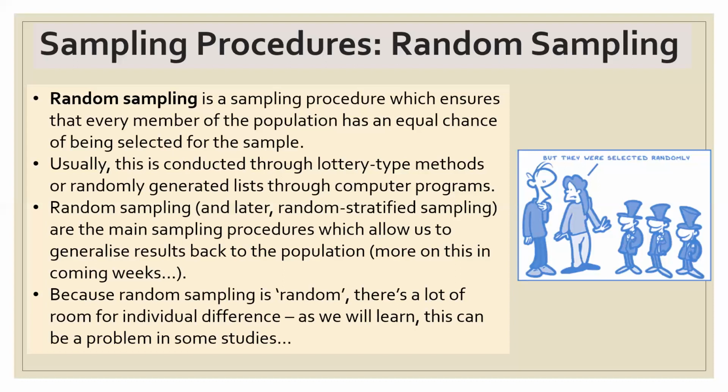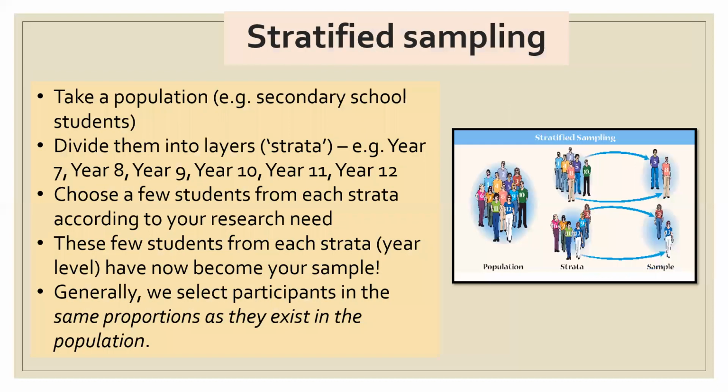So random sampling ensures that everyone has an equal chance of being selected for a sample, because we are obviously selecting using a randomized technique. Okay, we're selecting at random. We're not giving someone an unfair advantage. We're not selecting participants based on bias or based on certain abilities or skills.